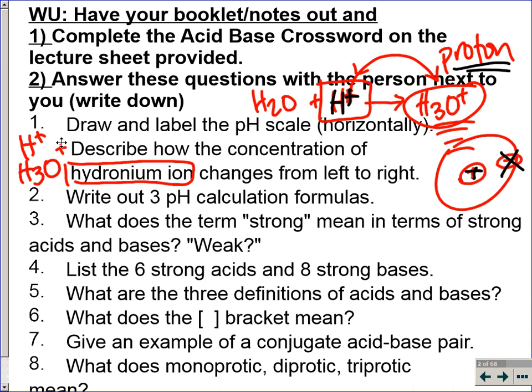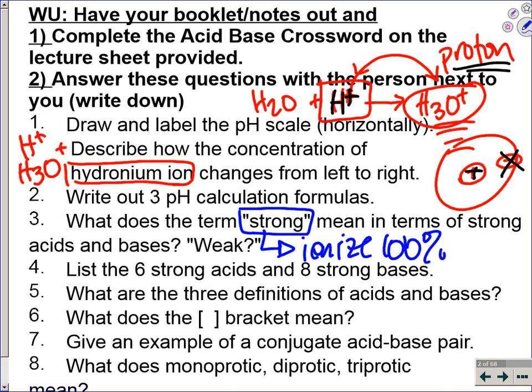What does the term strong mean versus the term weak? Elizabeth's table, back to you guys. What does the word strong mean in terms of acids and bases? It's not a measure. Strong acids ionize. Perfect. So that means they ionize 100%. The word strong means ionizes 100%, and that's very important to us, especially with pH calculation. So everybody should be able to just contrast that. What does weak mean? It doesn't ionize 100%. That's literally the main difference there.